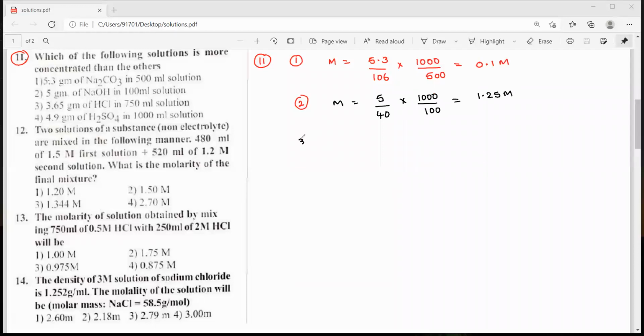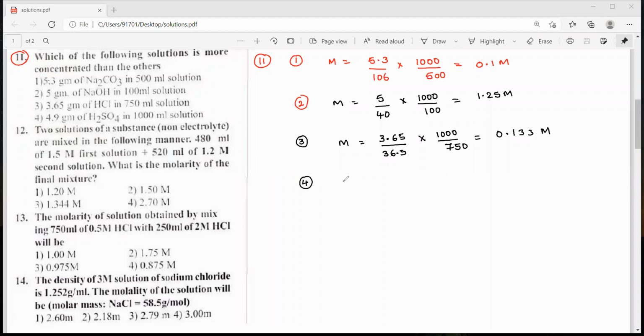Okay, dear students, let's see the third option. The third option is 3.65 grams of HCl. Its gram molecular weight of HCl is 36.5, into 1000 divided by the volume of the solution, which is 750. On simplification we will get 0.133 molar.